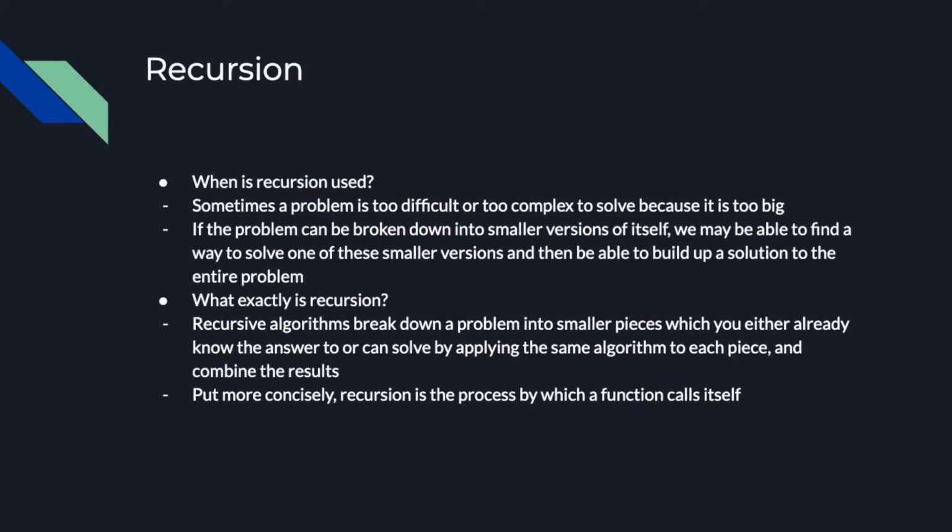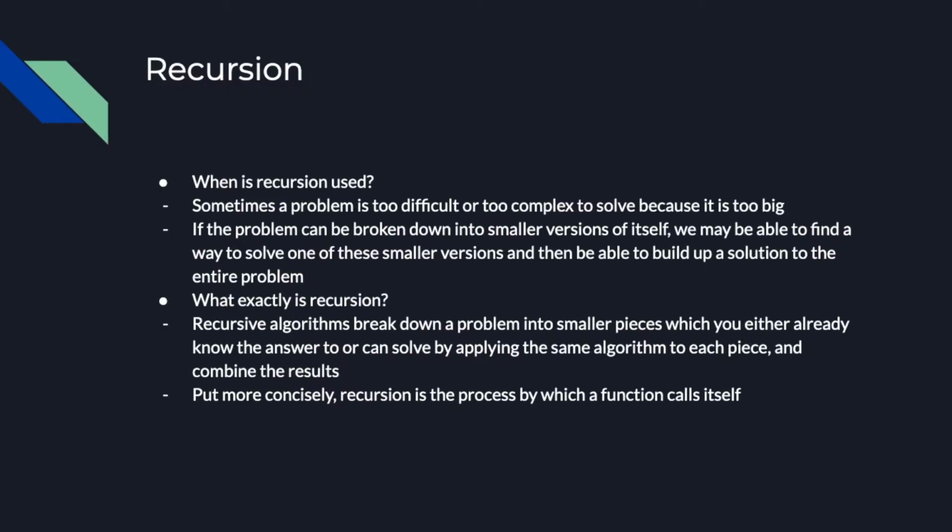So when is recursion used? Sometimes a problem is too difficult or too complex to solve because it is just too big. If the problem can be broken down into smaller versions of itself, we may be able to find a way to solve one of these smaller versions and then build up a solution to the entire problem. However, the rule here is that if you can solve a problem using recursion, it can also be solved using iteration and vice versa. If a problem can be solved using iteration, you could apply recursion, but it depends. Sometimes one method is easier than the other.